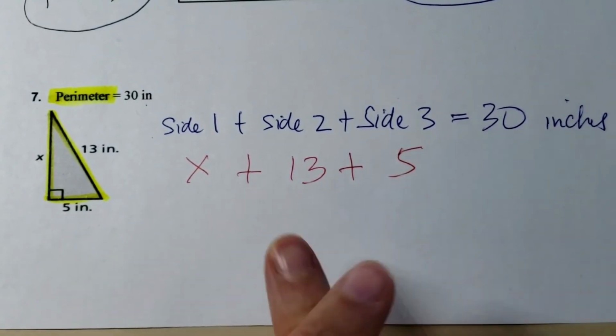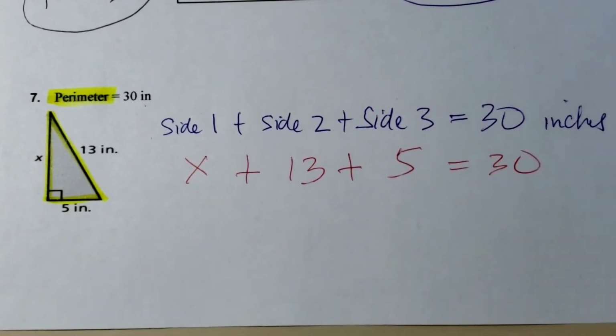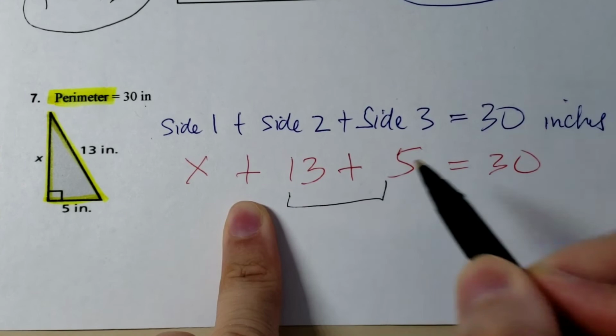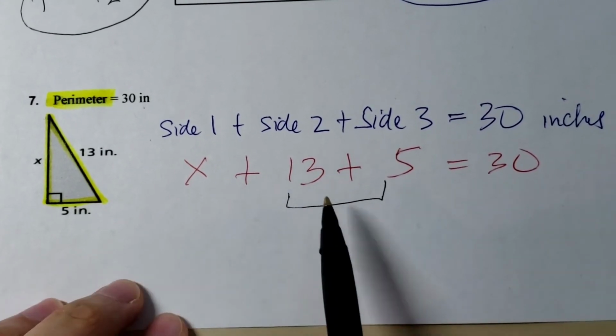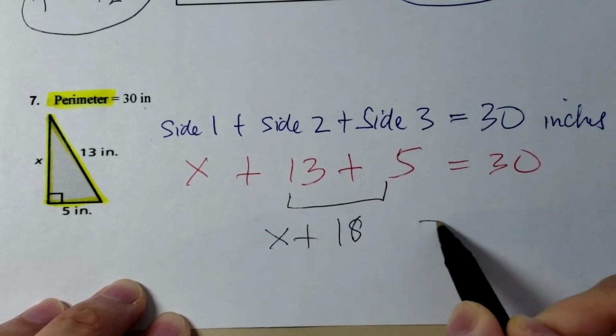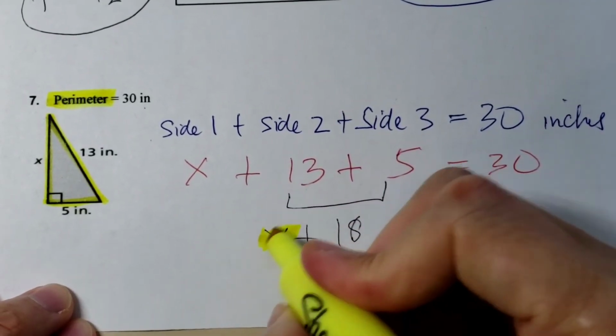Hey, can we switch this to? Absolutely. You can. Now, equal to 30. So again, add and add. They're combined like terms if you can. So 13 plus 5 is 18. Copy the rest of the problem. Then you can solve for x.